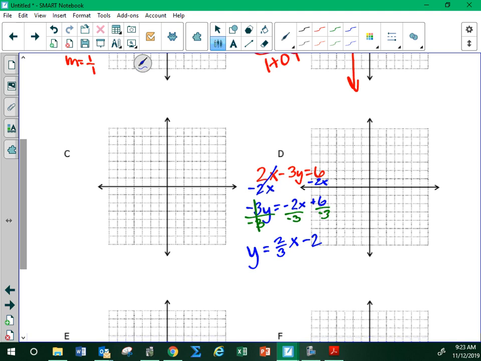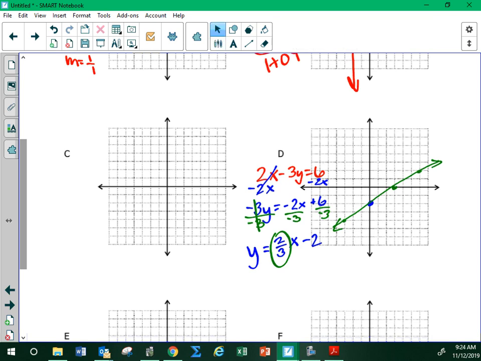So I go down to negative 2, 1, 2. Plot my dot. And then here's my slope. So I go up 2 over 1, 2, 3. Up 2 over 1, 2, 3. And again, we can go the opposite way, down 2 over 1, 2, 3. But you don't have to graph all the points, just graph 2 or 3, and then you connect your line. So again, make sure you get y equals first before you start graphing. Plot your y-intercept and do your slope.